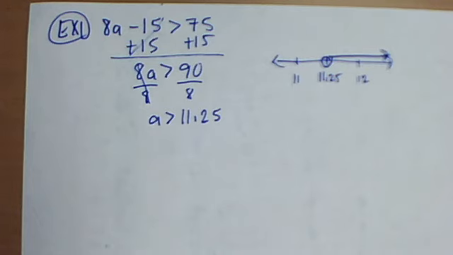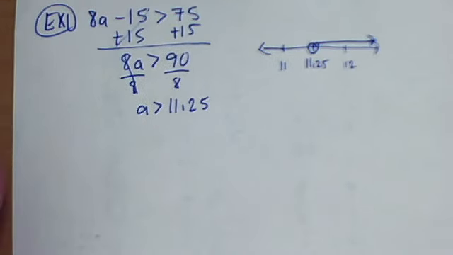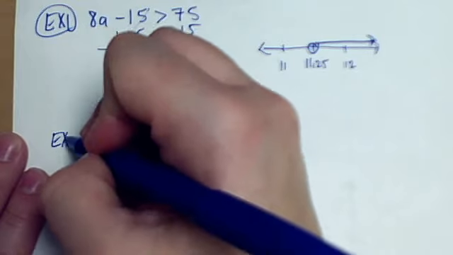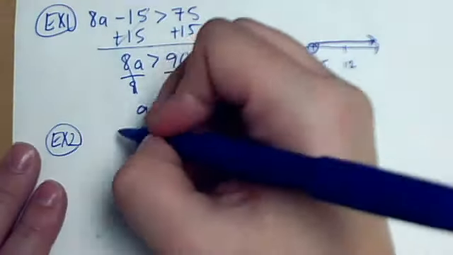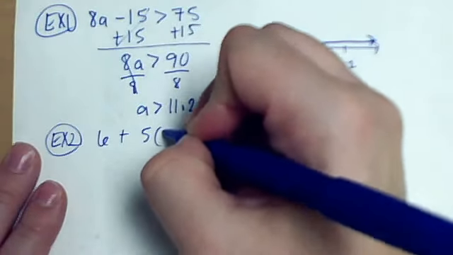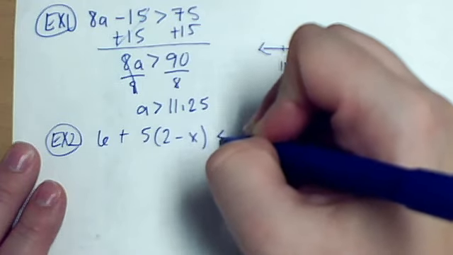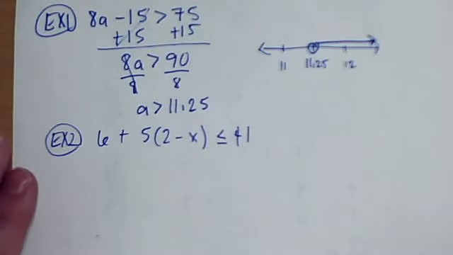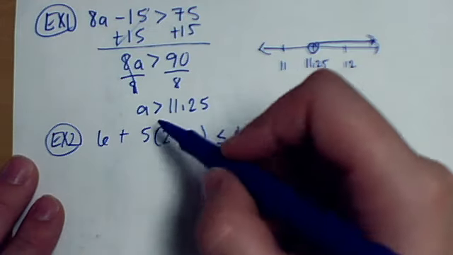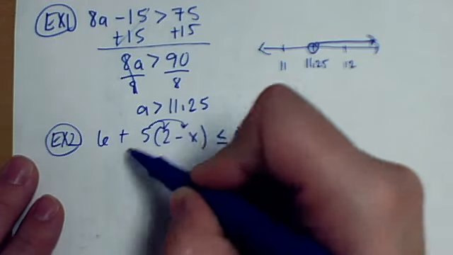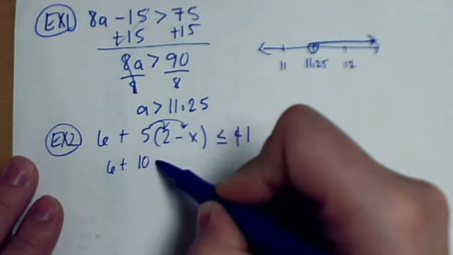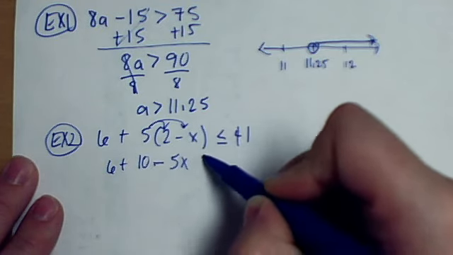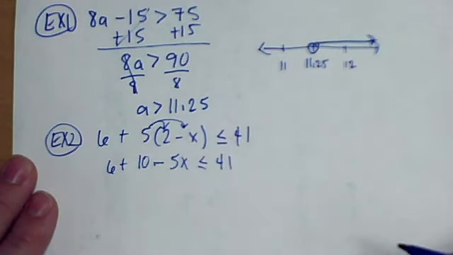Alright, so there's that. That's good. Let's look at example 2. So I have 6 plus 5 times 2 minus x less than or equal to 41. Okay, first thing I would need to do is distribute. So I have 6 plus 10 minus 5x less than or equal to 41.